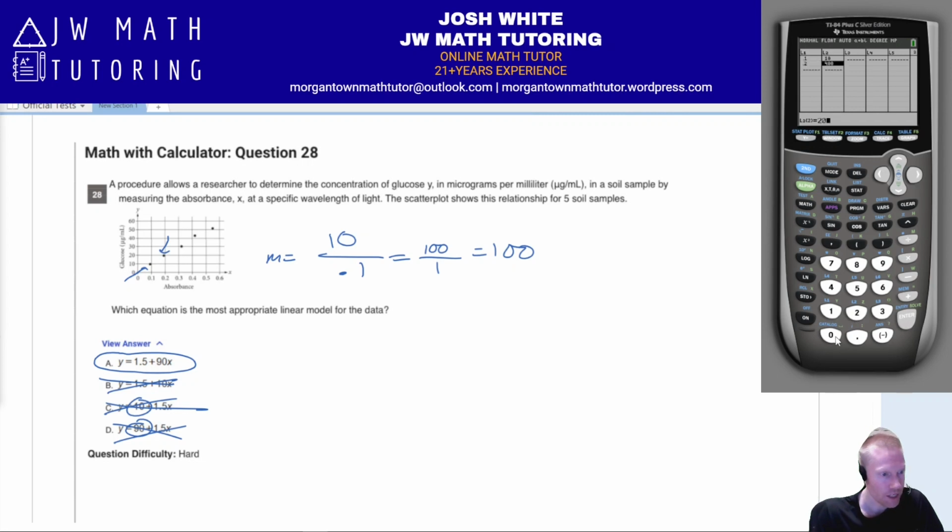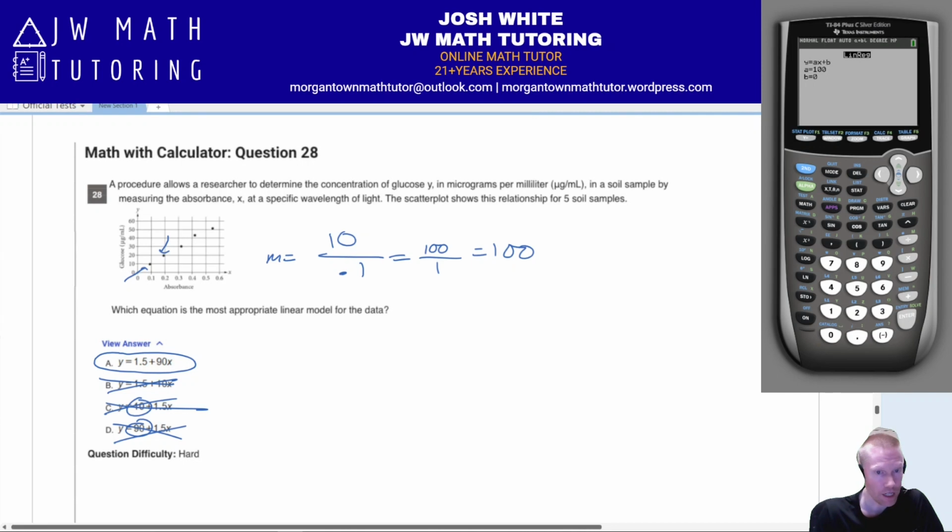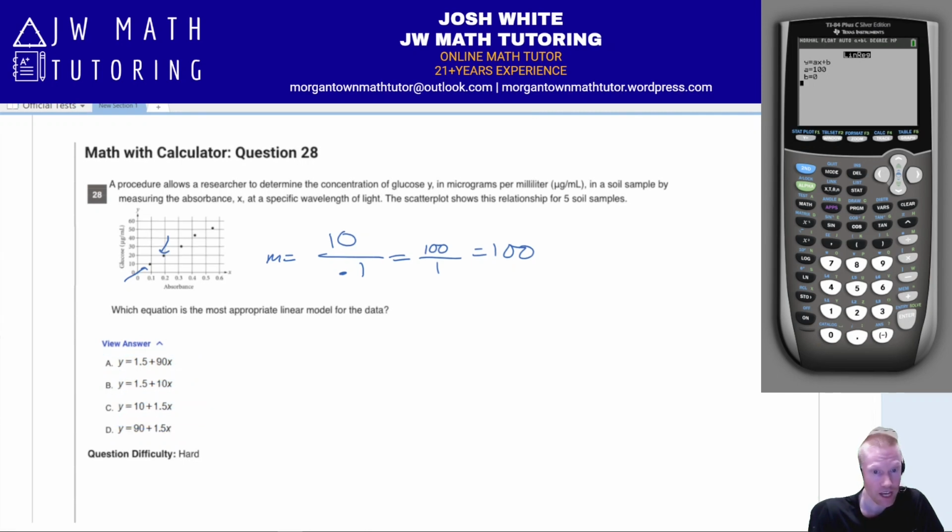Then once we type those in, we'll go to the stat menu, and then we can go to the LinReg function. This will calculate the equation of the line between those 2 points. Now, the equation of the line is not going to match exactly the answers, but we're looking for answer choices that are closest for both the slope and the y-intercept. A is the slope here on the calculator, and B is the y-intercept value.